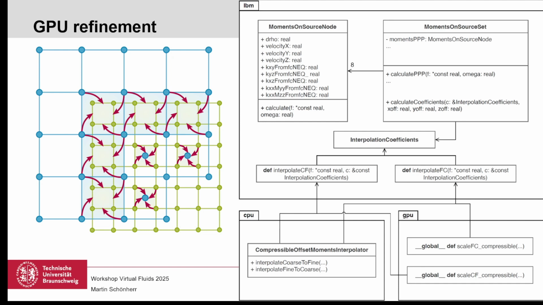Okay, and this interpolation stuff is also unified. You will always find this in the IRMB module. There the interpolation is implemented, and the CPU code and the GPU code use this. So you now have the same interpolation for both codes, the same routine, so to speak.